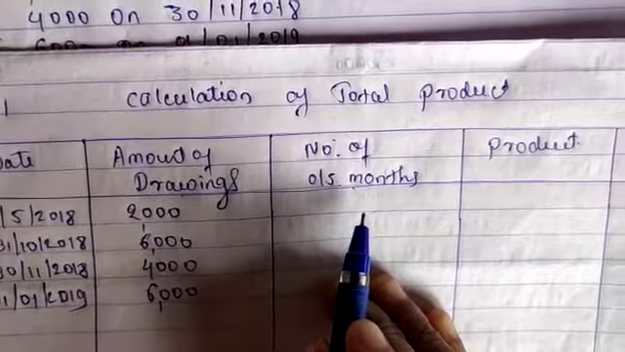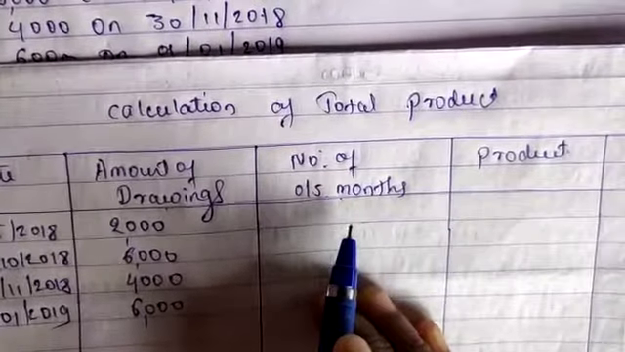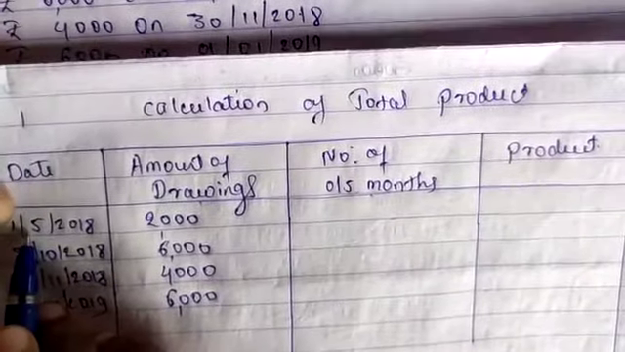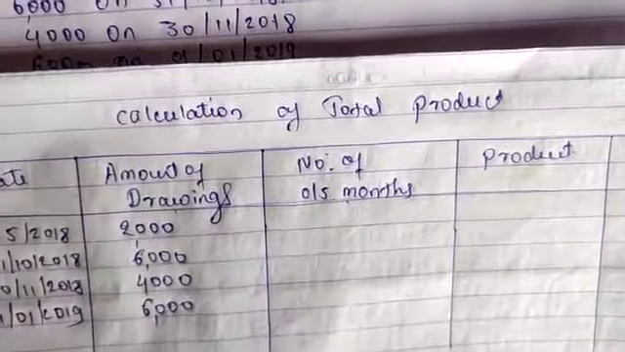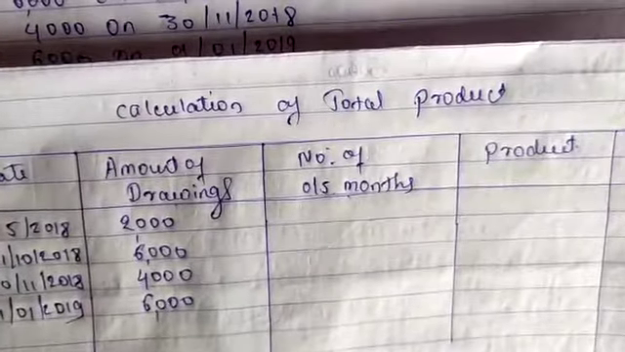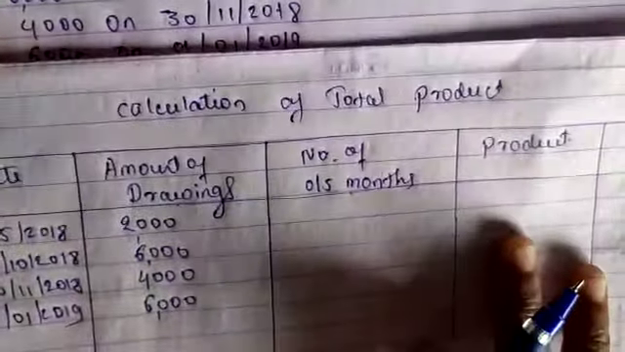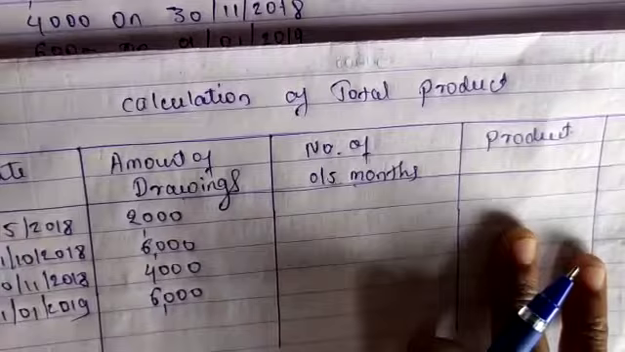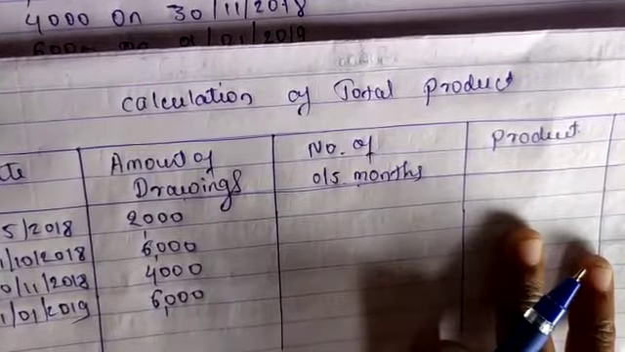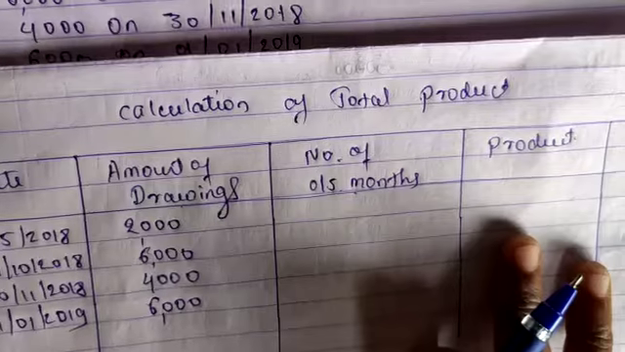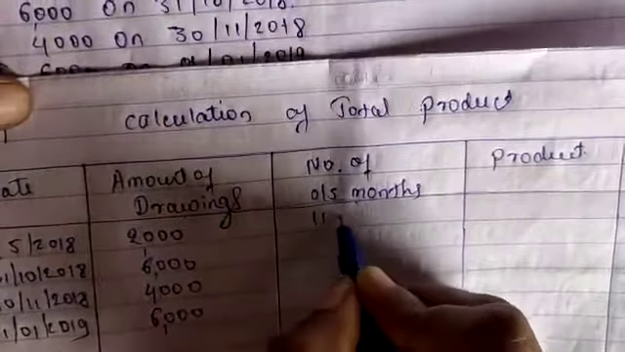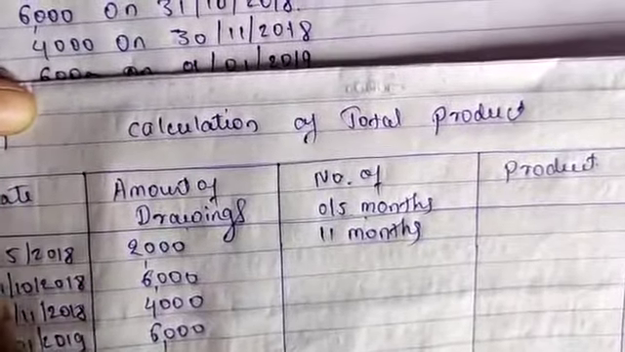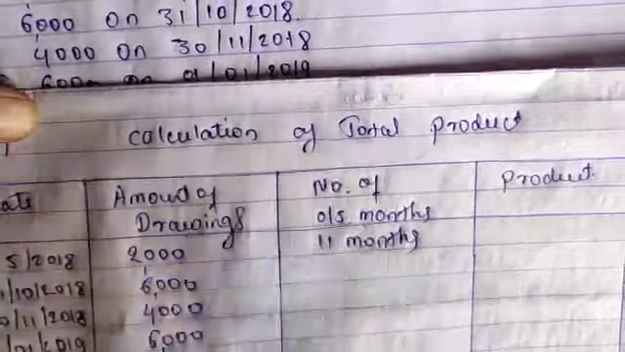from the date of withdrawals to the accounting year end. So date of withdrawal means 1/5 here, May 1st. On 1/5/2018 they made withdrawals. From that date only you have to calculate the months. So May 1st, May, June, July, August, September, October, November, December, January, February, March. On March date they are ending the accounting period. So now outstanding months are 11 months. Except 1 month we taken all the months of the year.